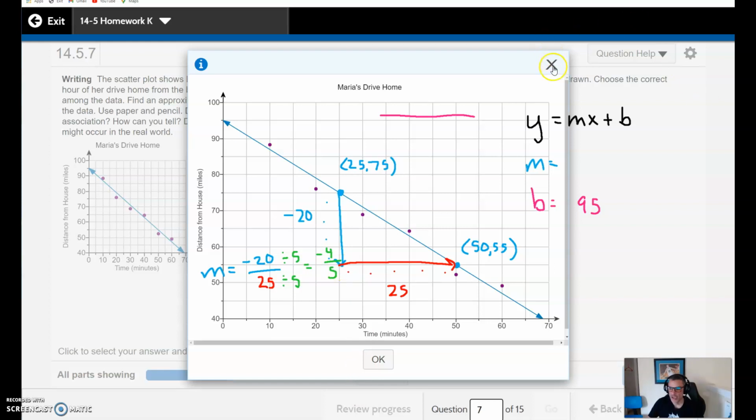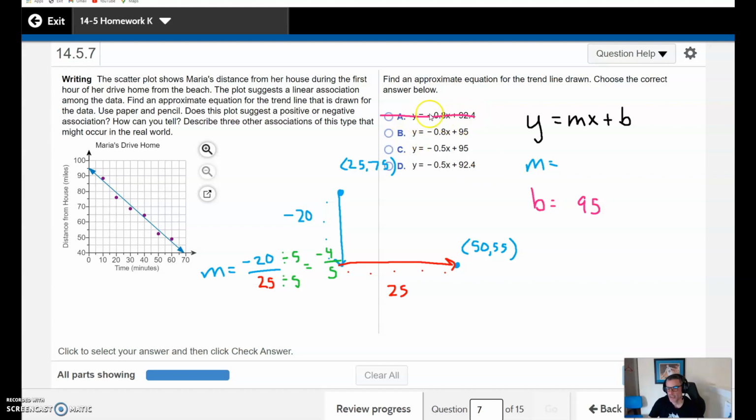If I look at my answer choices, I don't see negative 4/5. These are all in decimal form, right? So the question becomes, what is negative 4/5 as a decimal? Remember, to convert a fraction to a decimal, we just do top divided by the bottom. I'm going to ignore the negative for right now. I'll put that back in at the end. But what is 4 divided by 5? I have to put a point and some zeros here.